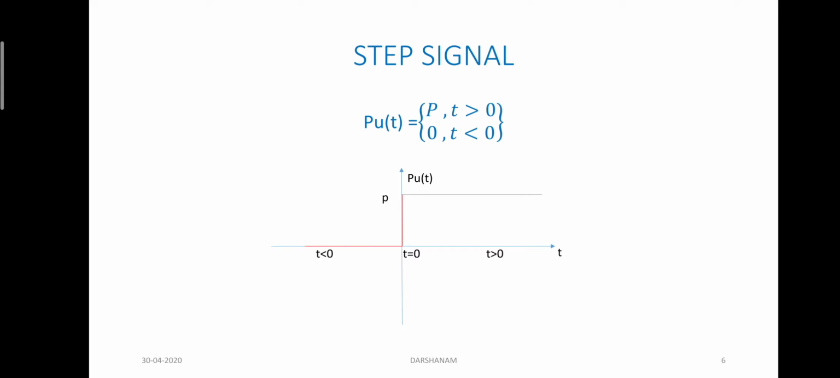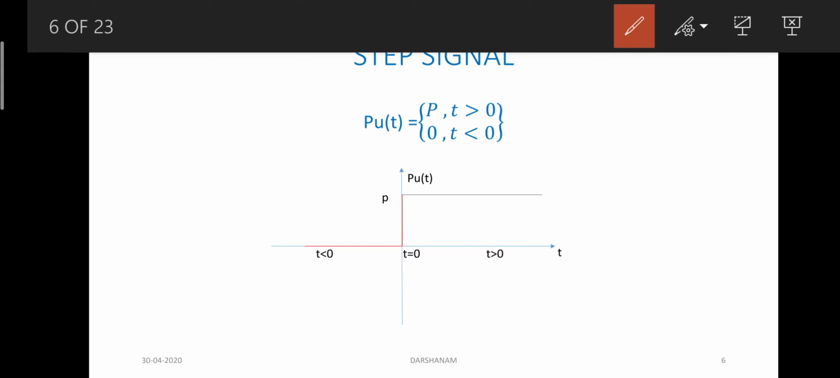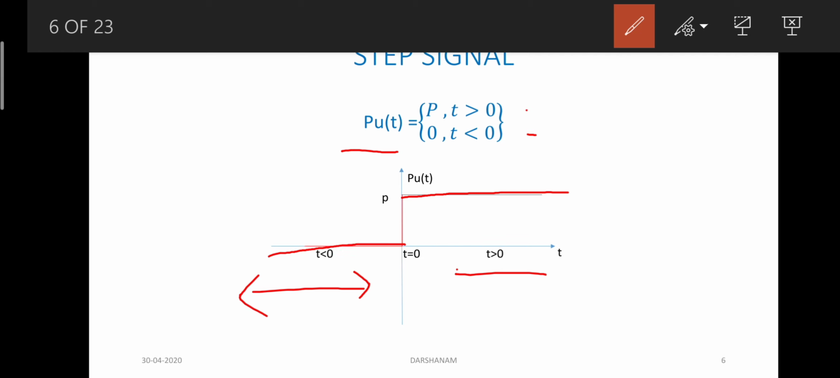The step signal can be defined as P into U of t is equal to P for t greater than 0 and 0 for t less than 0. That is, for positive time, that is the right side of the graph, the value or magnitude of signal is P, and for negative time, that is left hand side of the graph, the signal is 0.